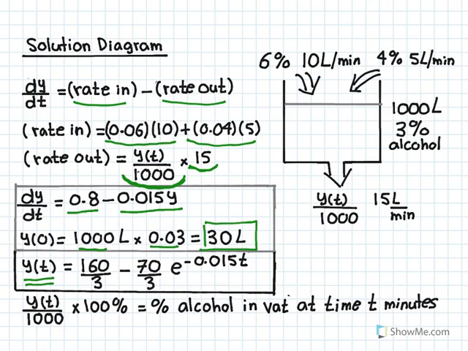And to find the concentration of alcohol at any point in time, we took y(t), the liters of pure alcohol at time t, divided by the amount of solution, which is 1,000 liters, multiplied by 100%, and we got the percent alcohol in the vat at time t minutes.